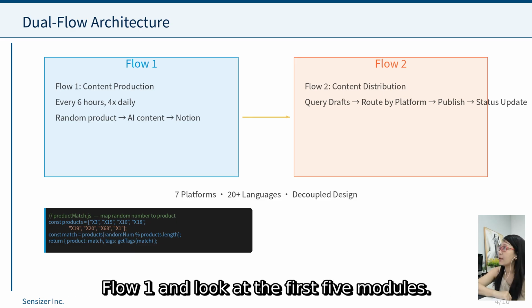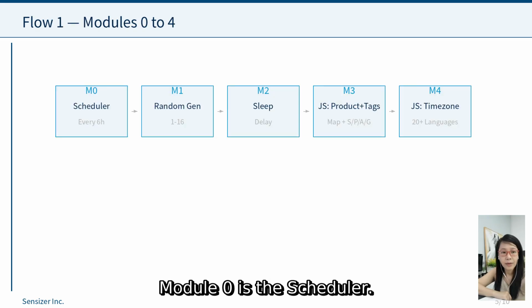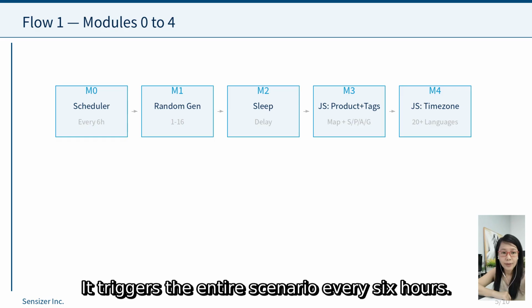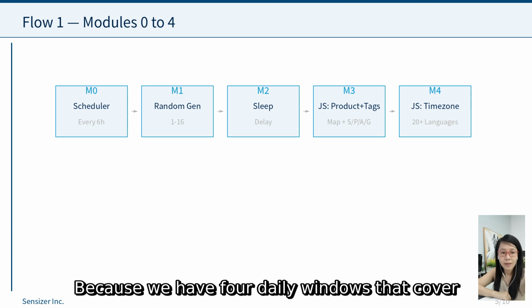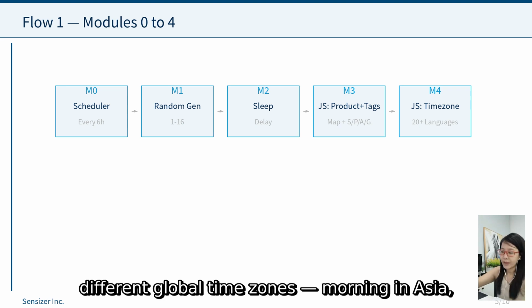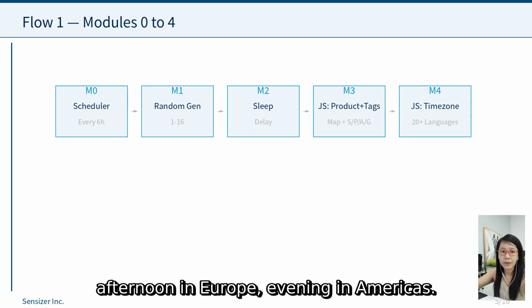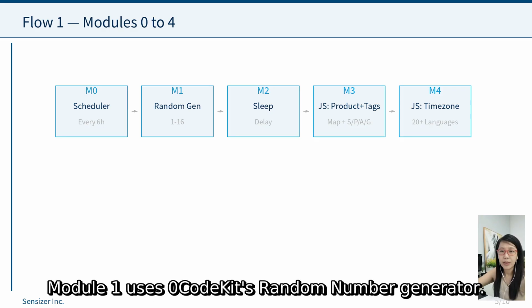Let's open the hood on Flow 1 and look at the first 5 modules. Module 0 is the scheduler. It triggers the entire scenario every 6 hours. Why 6 hours? Because we have 4 daily windows that cover different global time zones: morning in Asia, afternoon in Europe, evening in Americas. Module 1 uses Zero CodeKit's random number generator.